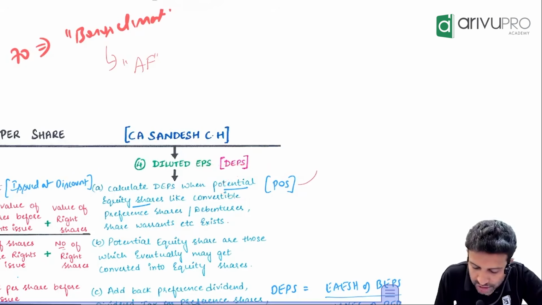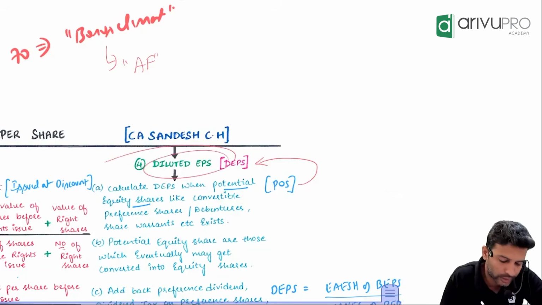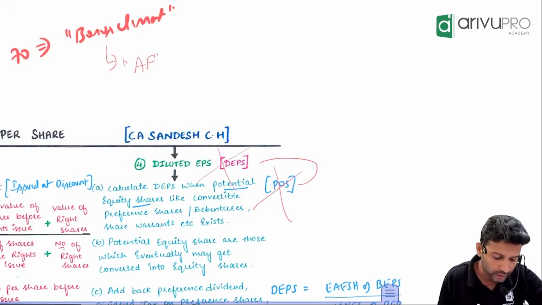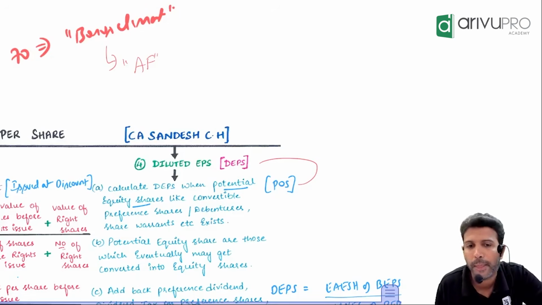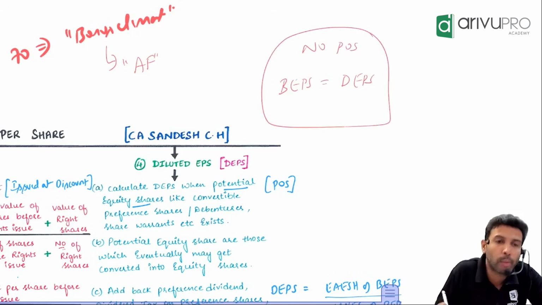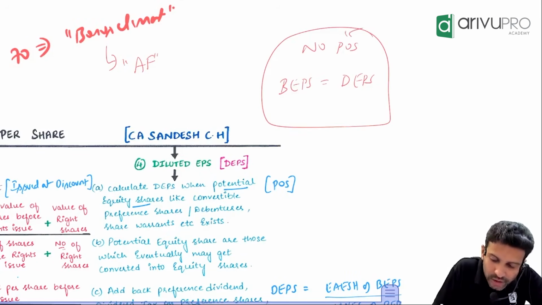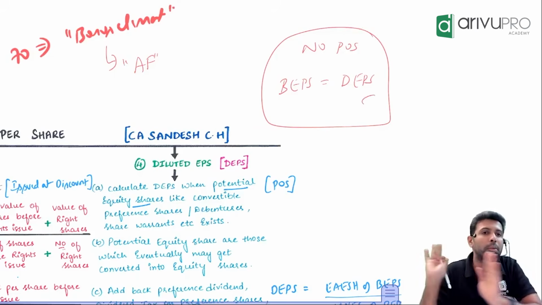Due to this POS, how your EPS will get reduced, that only we are trying to calculate and show as diluted EPS. Is it not necessary to calculate diluted EPS if POS is not there, sir? If POS is not there, basic EPS and diluted EPS will both be the same. If you have POS, then you need to calculate diluted EPS also separately. That is what we are going to do.